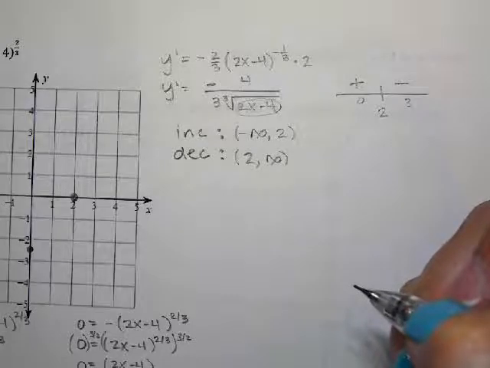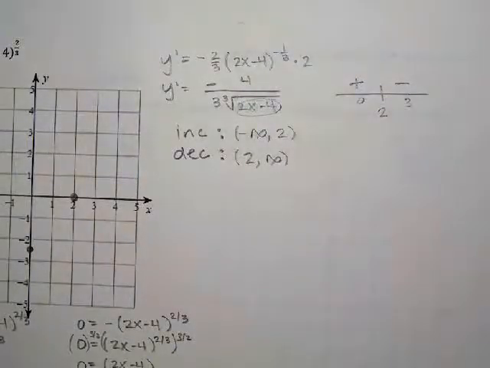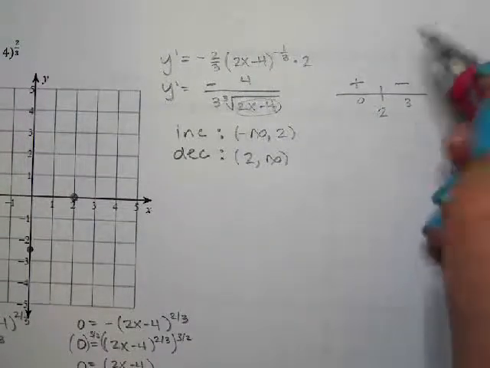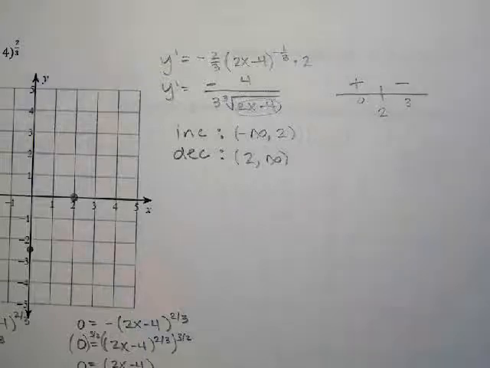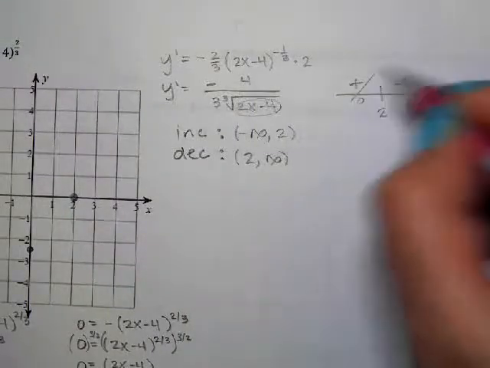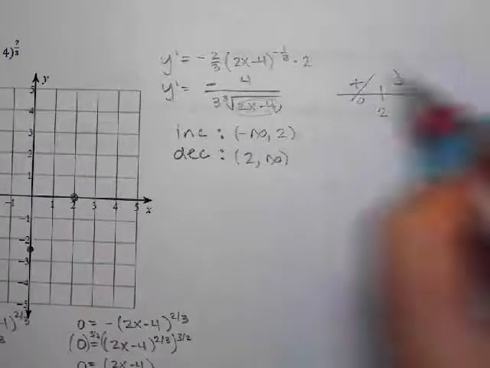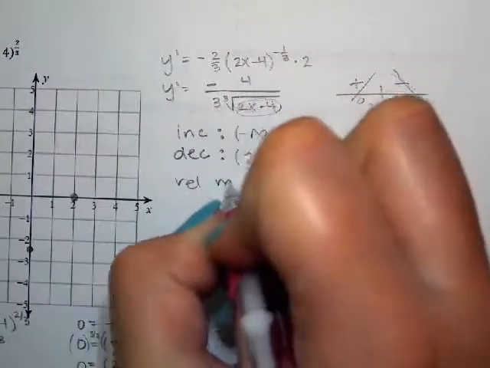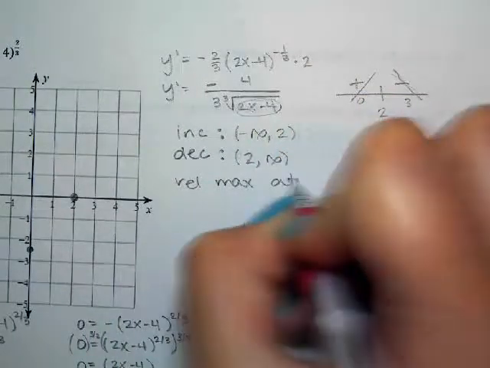Say it again. Would it be a realistic max if it's on the bottom of the other line, or would that be... It would be a max, it just is not going to be... Yeah. All right, so we have positive to negative, so we have a relative max at x equals 2.